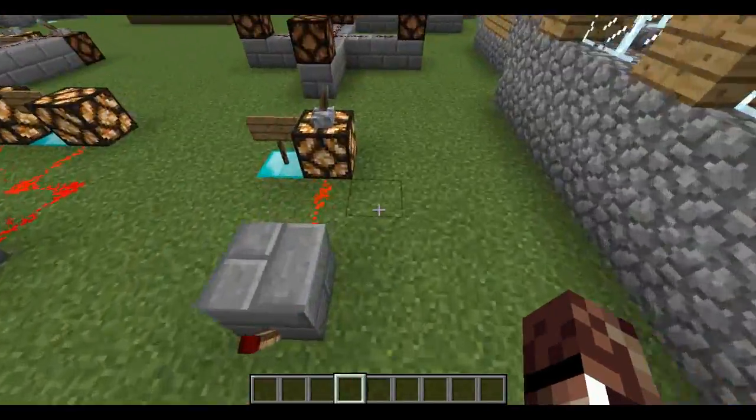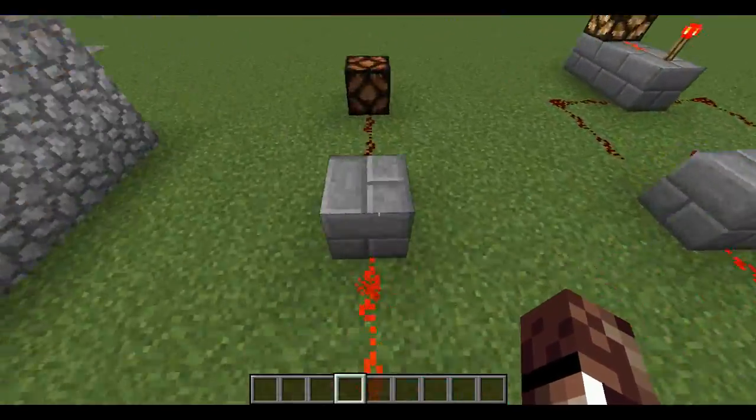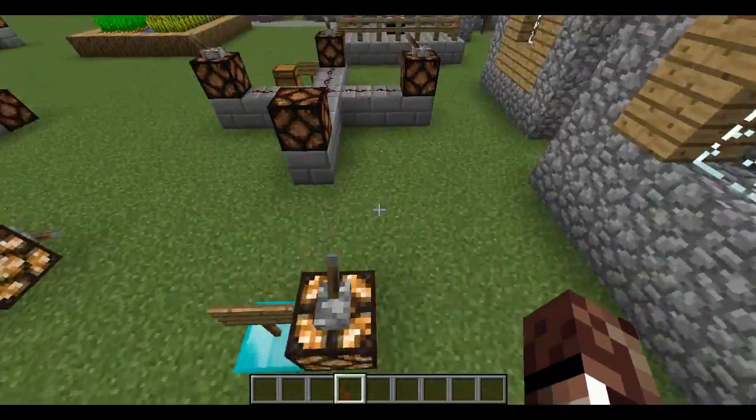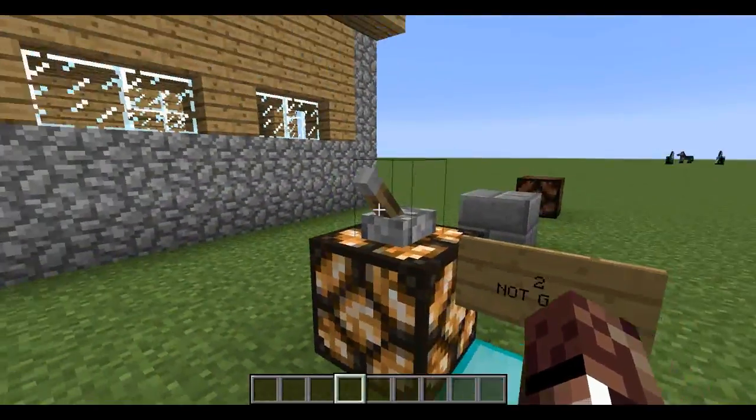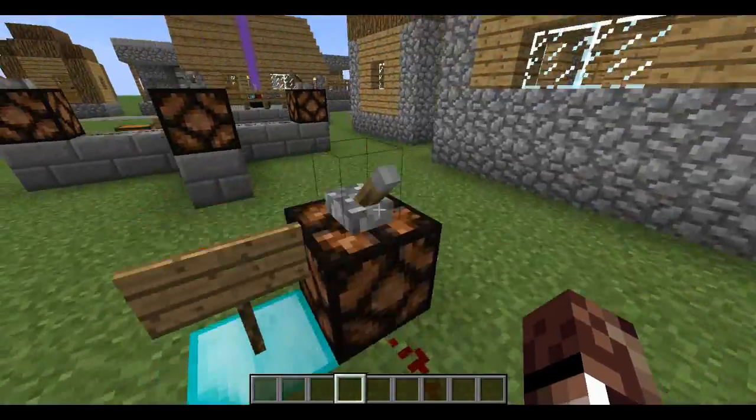We're going to be using NOT gates in the future. NOT gates are one of the things that are going to be very commonly used in redstone devices in general. So yeah, NOT gates. There's not much to explain.